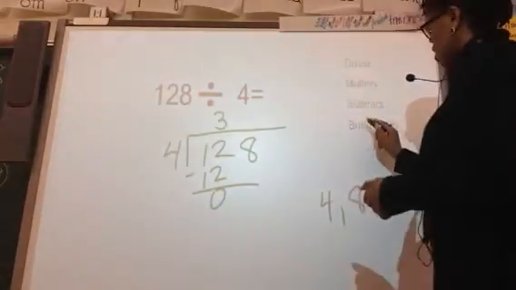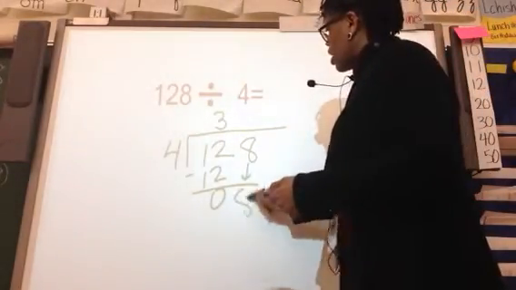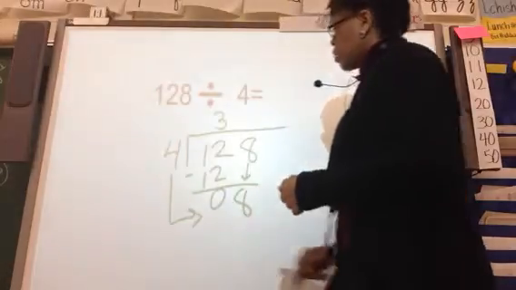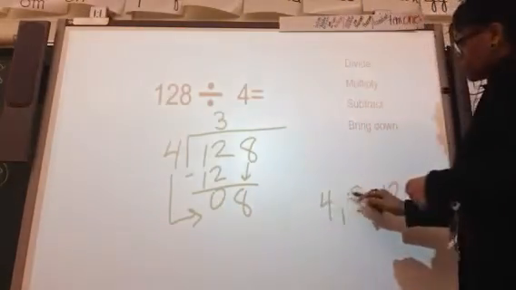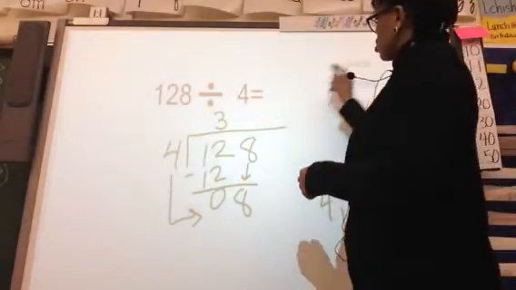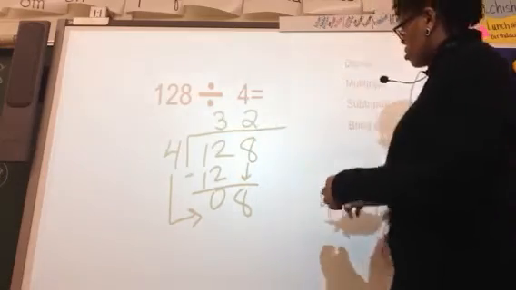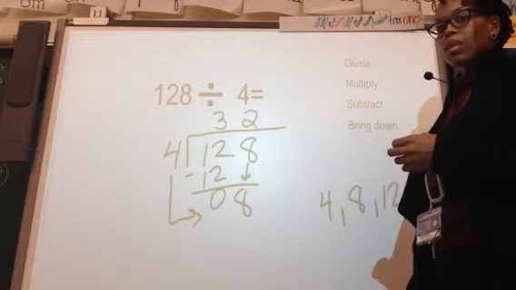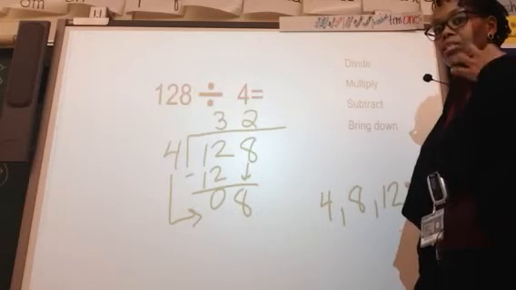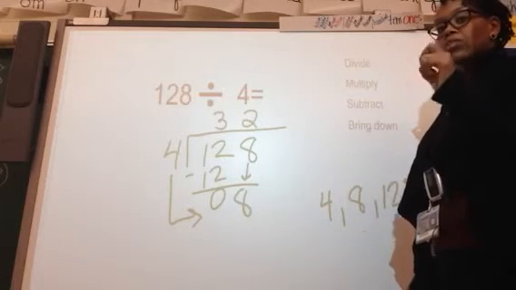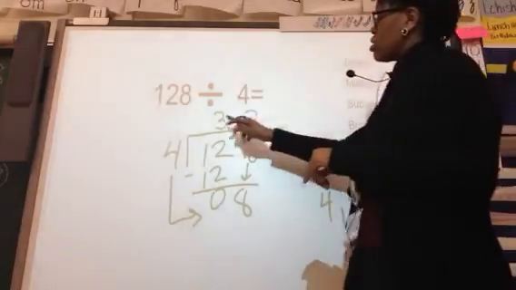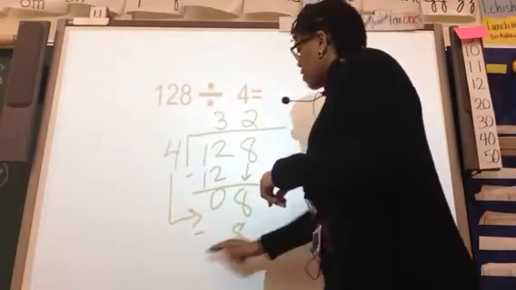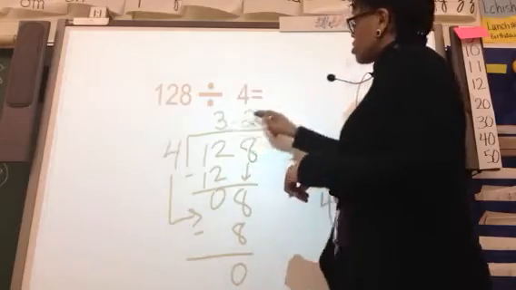We finish our subtraction, now we bring down. Bring down your 8. How many 4s now fit into 8? Well, 1, 2. 2 groups. That's your division. You put your 2 up here, you divide. How many 4s go into 8? Skip count by 4s till you reach 8. 4, 8. 2 groups. Put your 2 up here. 2 times 4 is 8. You're left with 0. Your answer is 32.